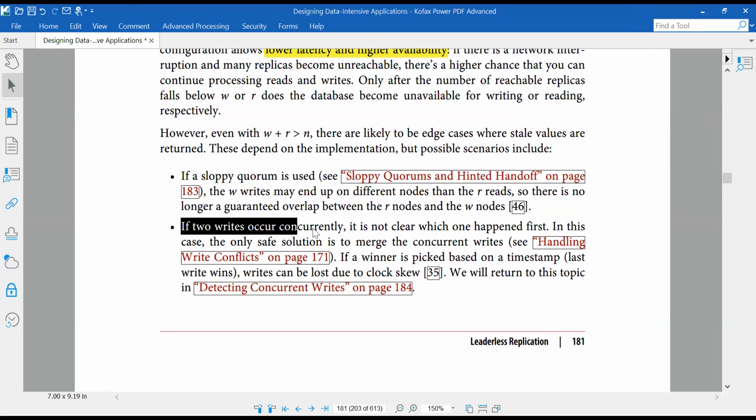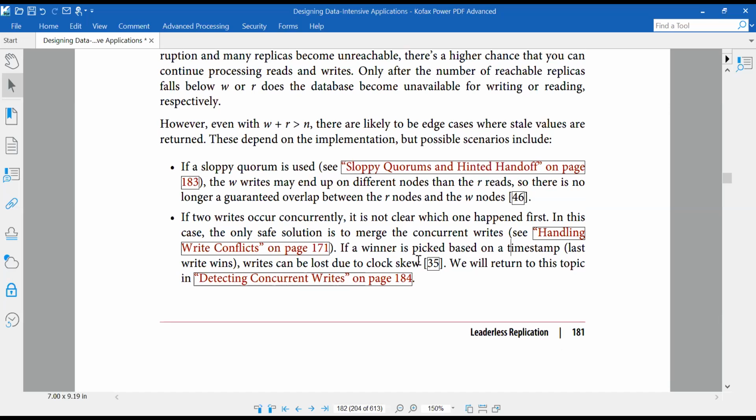If two writes occur concurrently, it is not clear which one happened first. In this case, the only safe option is to merge concurrent writes, as on page 171. If a winner is picked based on the timestamp, last write wins, and writes can be lost due to clock skew. We will return to this topic later. We saw that the last timestamp or greater ID winner would be decided there.